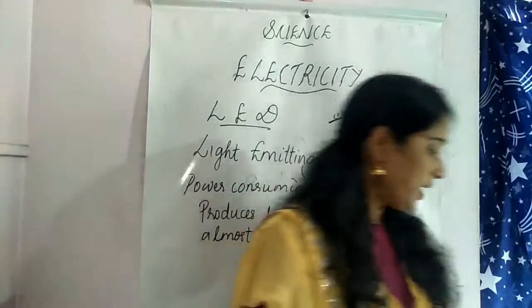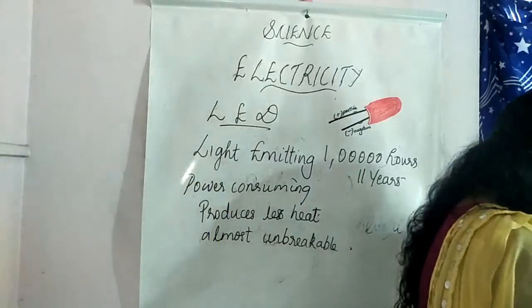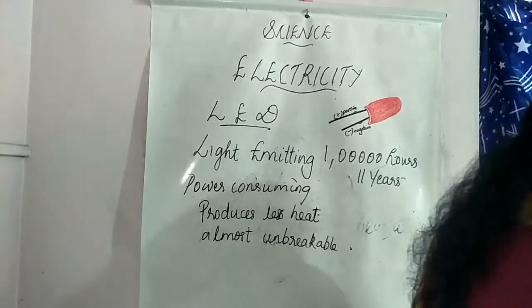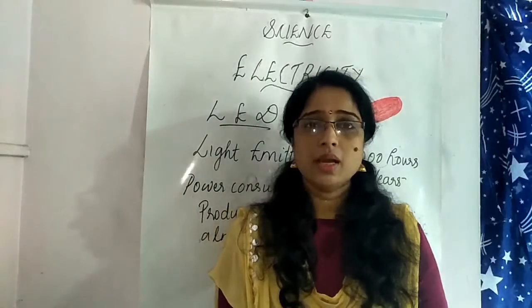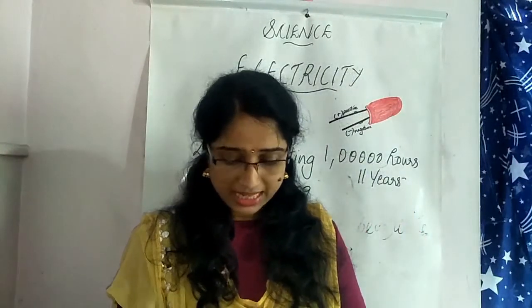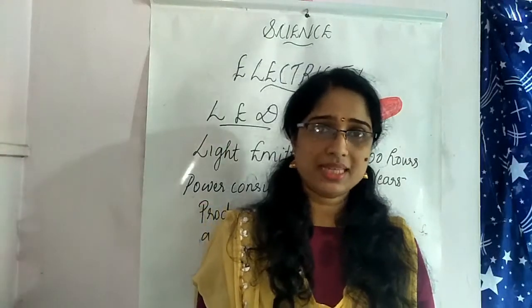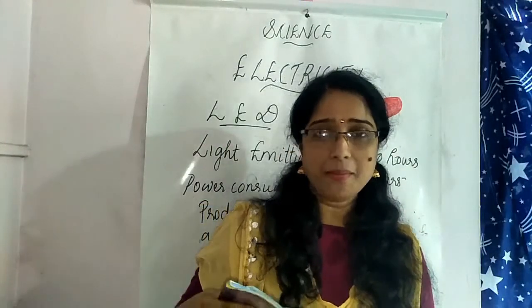Okay children, now we can move on and discuss some of the fill in the blanks given in the textbook, page number 169. A set of electric cells is called a battery.